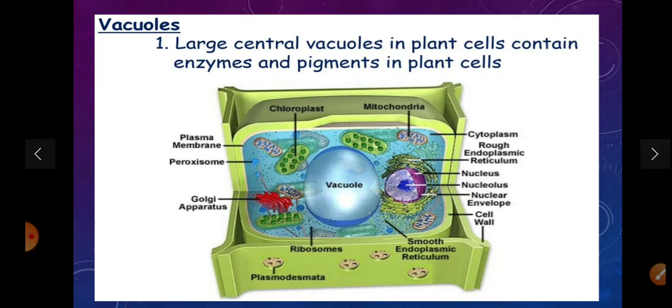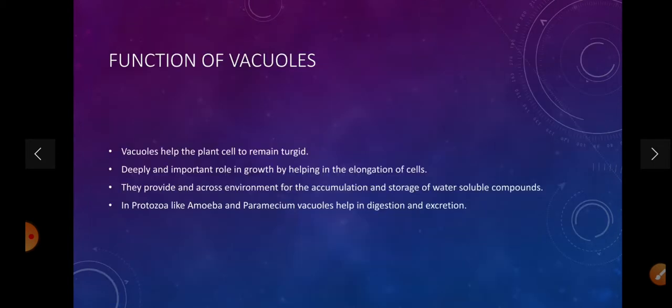The vacuoles present in the plant cell are larger in size as compared to the animal cell. The main function of vacuoles is to help the plant cell remain turgid. They also play an important role in growth by helping in the elongation of the cell. They provide an acidic environment for the accumulation and storage of water soluble compounds.